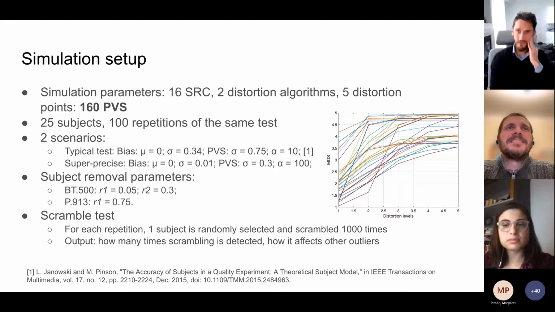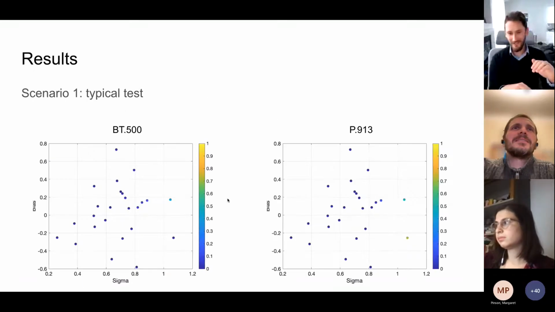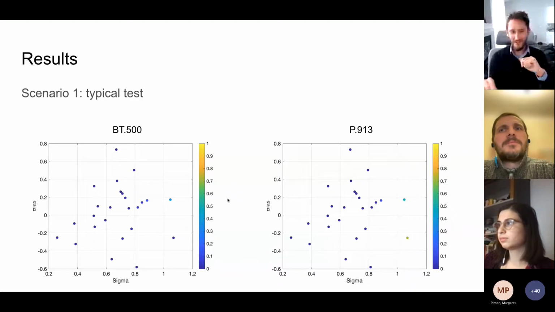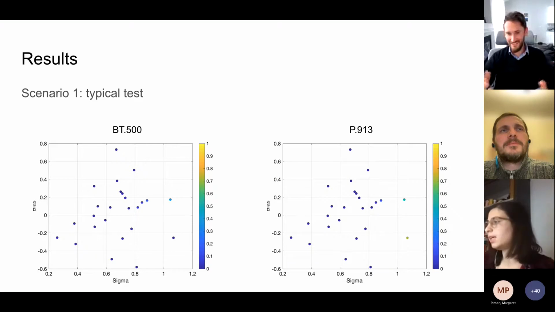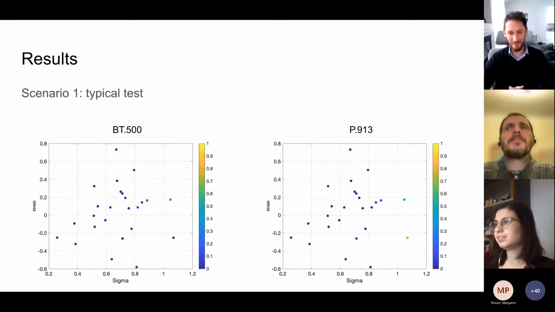I'm just wondering about this whole bias versus sigma. What I have noticed is that you tend to be more likely to detect the subject as an outlier if the sigma is high and the bias is somewhere around 0, because that's how the methods actually work. If the subject is scoring as well as the others most of the time and then has higher variability, the method detects this as random behavior. Not sure if it's useful for future work, but I think that's sort of expected and something that we can observe from the data as well.